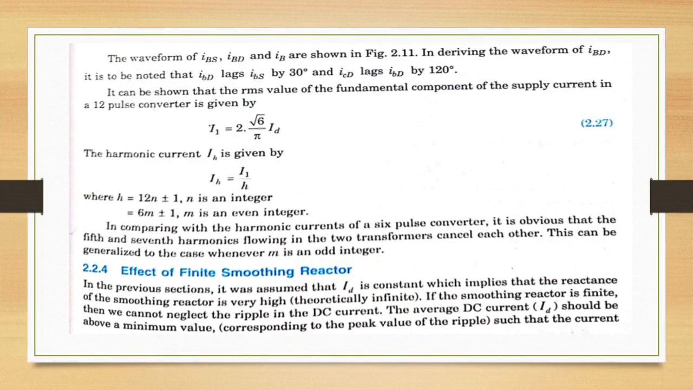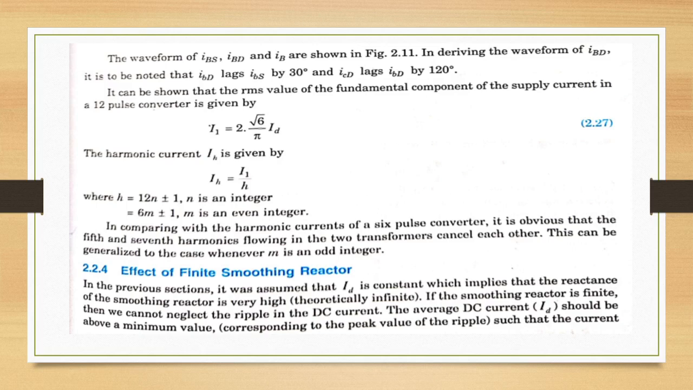given by I1 equal to 2 root 6 by pi ID, and the harmonic content IH is given by I1 by H, where H is equal to 12n plus or minus 1, n is an integer, and it is equal to 6n plus or minus 1, m is an even integer. In comparing with the harmonic currents of a 6 pulse converter, it is obvious that the 5th and 7th harmonics flowing into the transformers will cancel each other. So this can be generalized to the case whenever m is an odd integer.